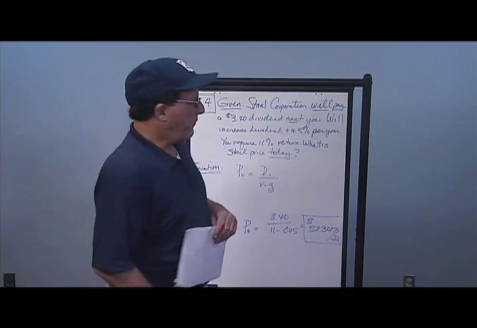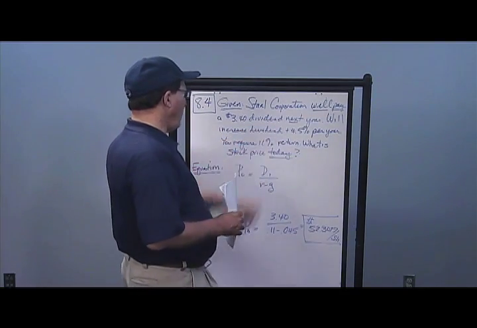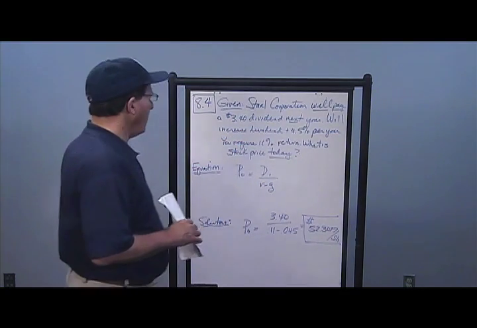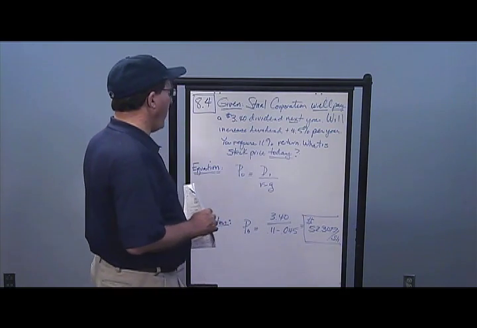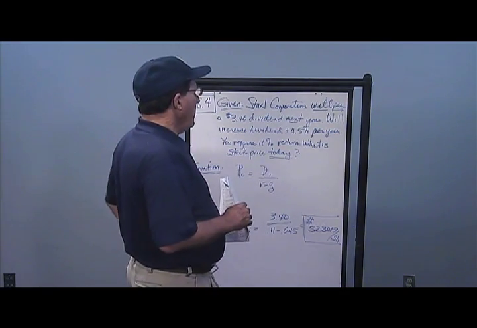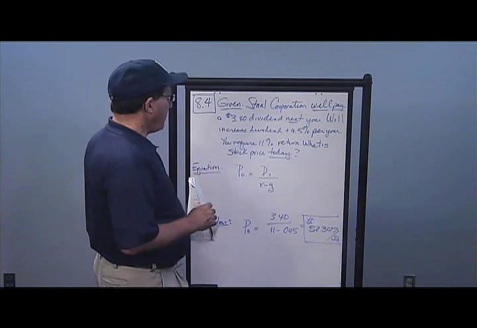In problem 8.4, we have Stahl Corporation. They will pay a $3.40 dividend next year. They'll increase the dividend at 4.5% per year indefinitely. You require an 11% return on your investment. What's the stock price today?